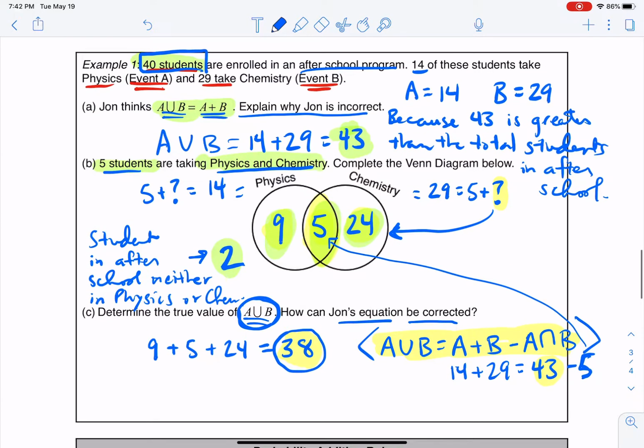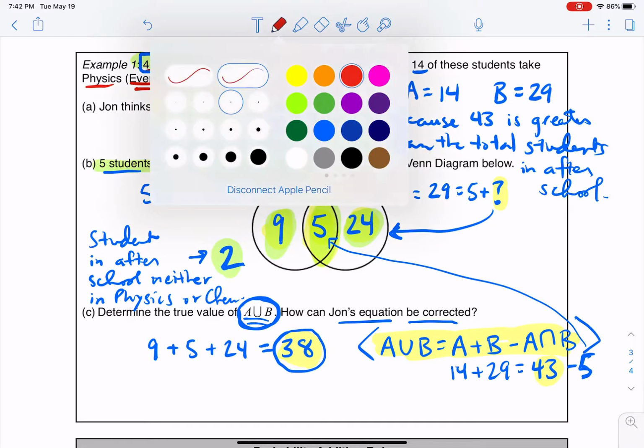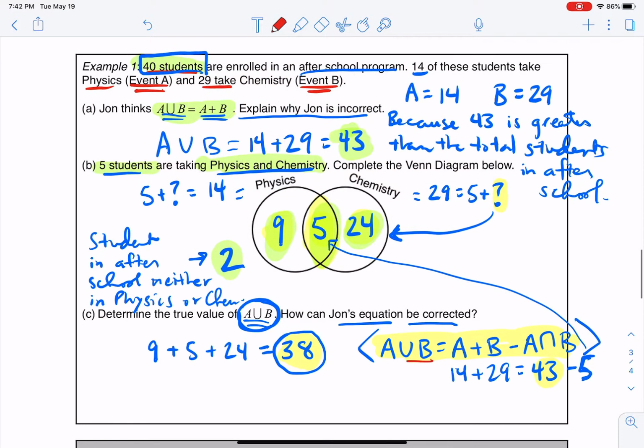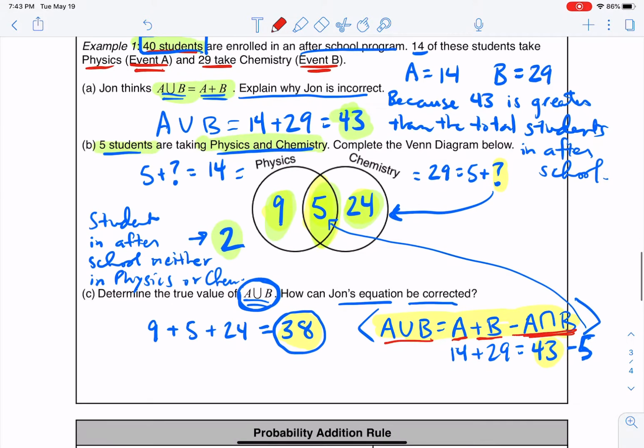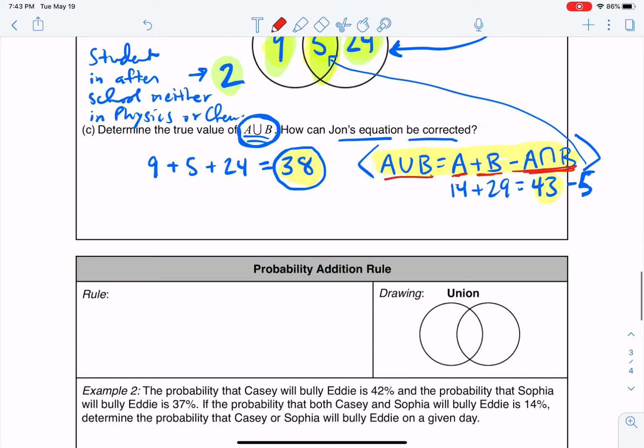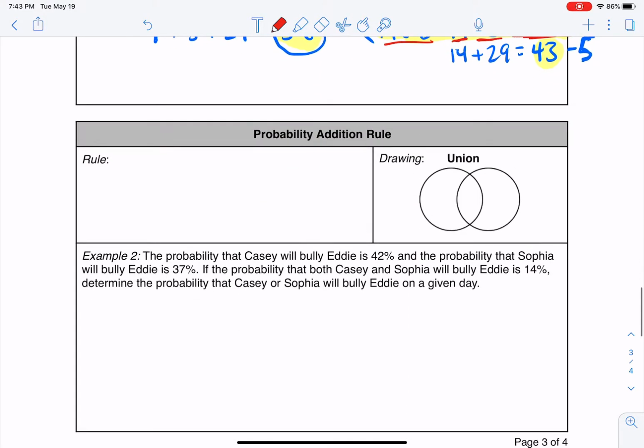So in the example problem from the previous video, we concluded with this idea that to calculate the union of A and B, we add the total that's in A and the total that's in B, and then we subtract from that what they have in common. We're going to bring this idea into what's called the probability addition rule.